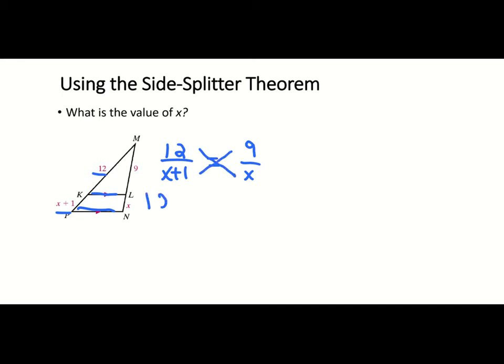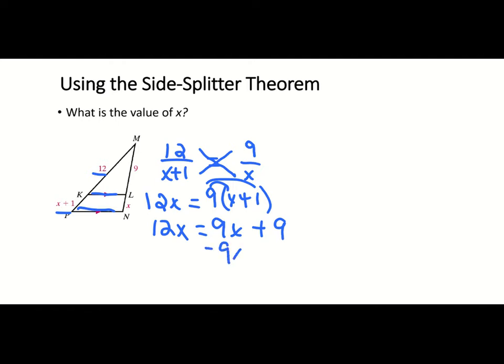So we end up with 12x is equal to 9 times x plus 1, and we'll distribute that. So we have 12x is equal to 9x plus 9. I'm going to subtract 9x from both sides. We end up with 3x equals 9. Divide by 3, so x is going to be 3. So then that makes this side equal to 3, and this side would be 4.